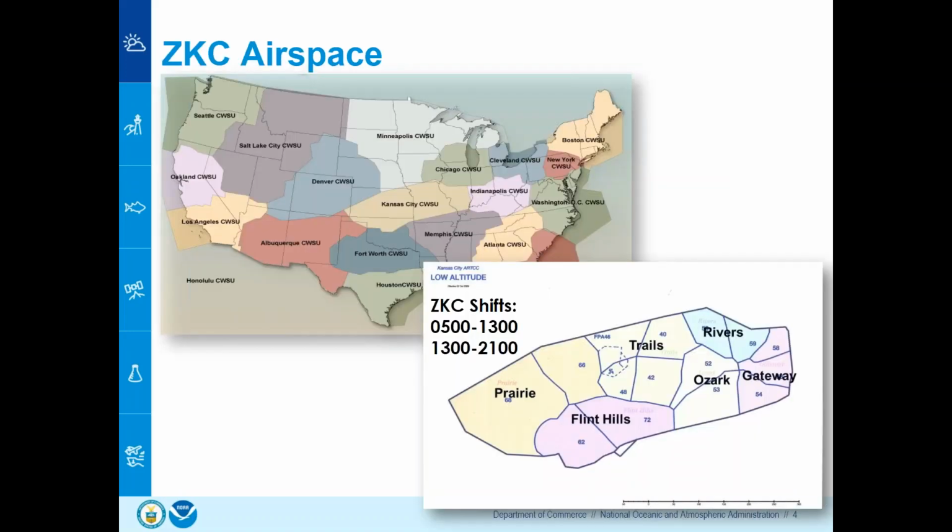So this is a map of all the ARTCCs, or Air Route Traffic Control Centers, across the country, and Kansas City Center is right in the middle. In Central Region, in addition to Kansas City, we have Denver Center, Minneapolis Center, Chicago Center, and Indy Center. So we have 5 of them in Central Region. Kansas City specifically, we run 16-hour daily operations. We run 2 shifts, 5 a.m. to 1 p.m. and 1 p.m. to 9 p.m. You'll notice we do not have overnight shifts.